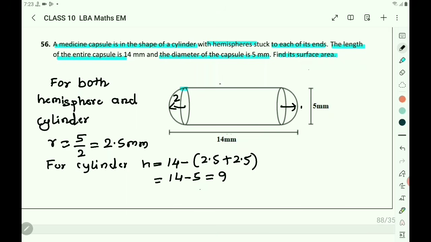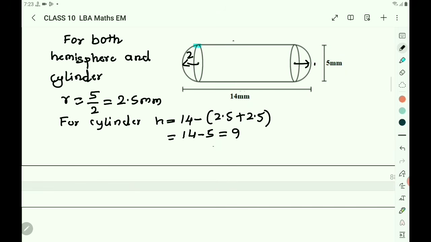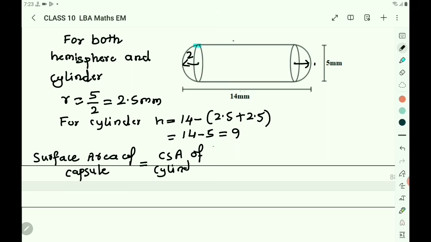Now you write the surface area of the capsule. Surface area of capsule equals CSA of cylinder plus 2 into CSA of hemisphere.